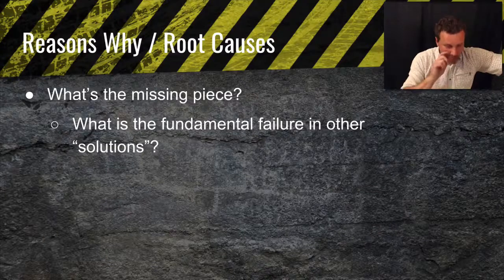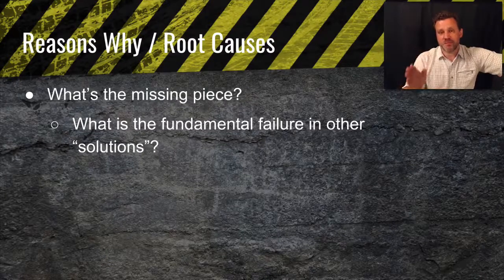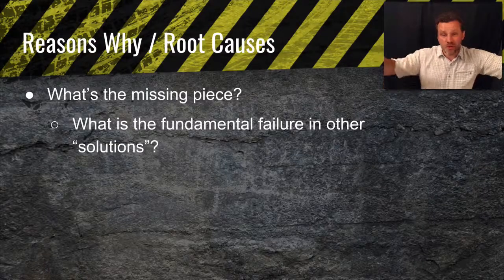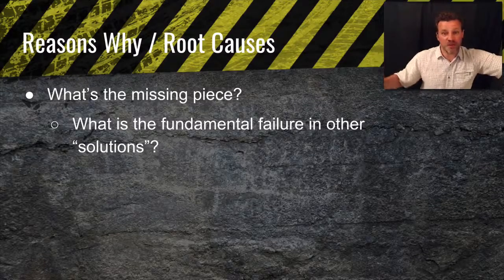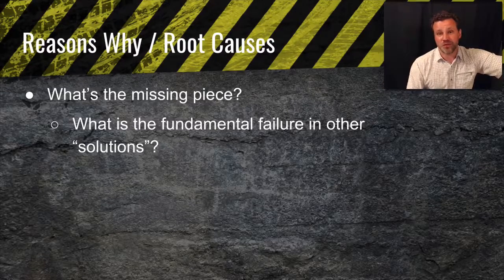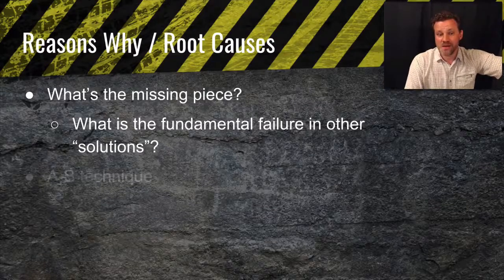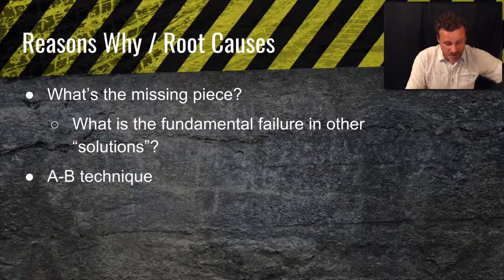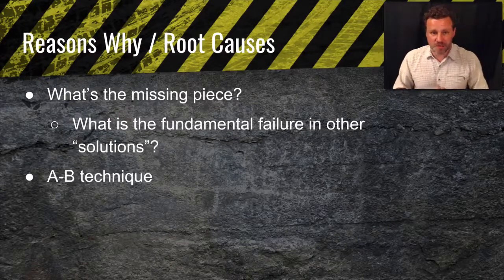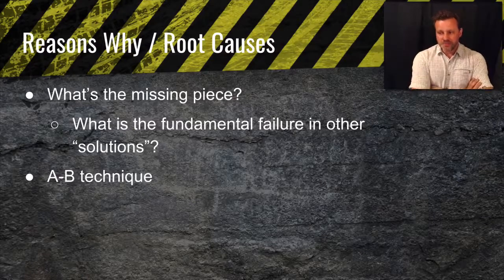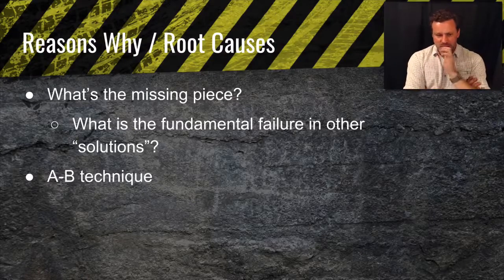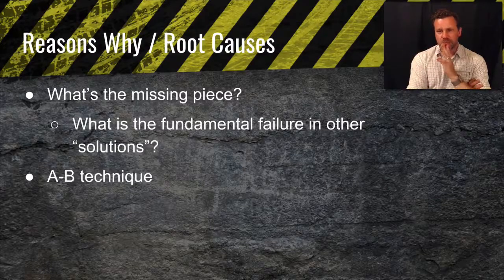And one aspect of that could be that there's a fundamental flaw or failure in the other solutions. There's something that all these options that you may have tried, these diets, these products, haven't delivered what you really need. Okay? This is why I developed this into something I call the A to B technique. And there's a whole other video on this, which you can find. And the A to B technique says, you're at point A.